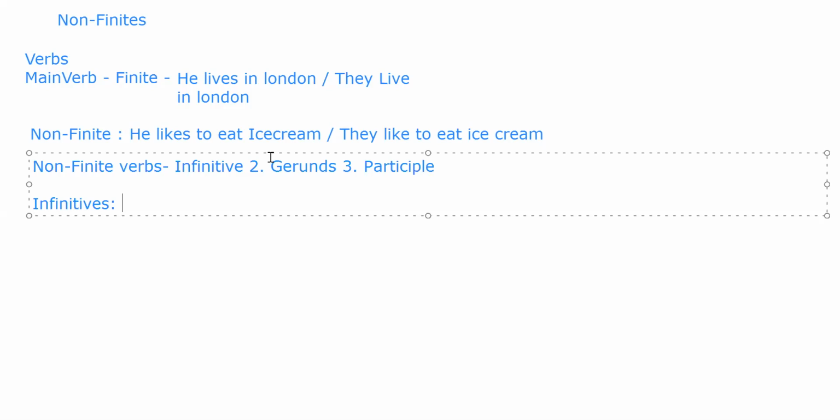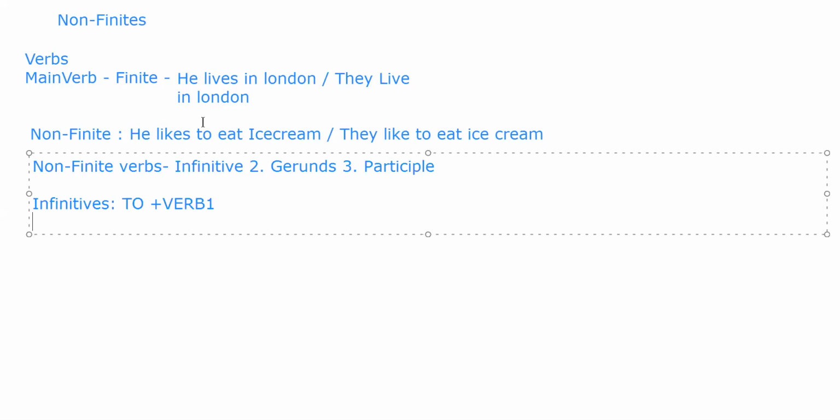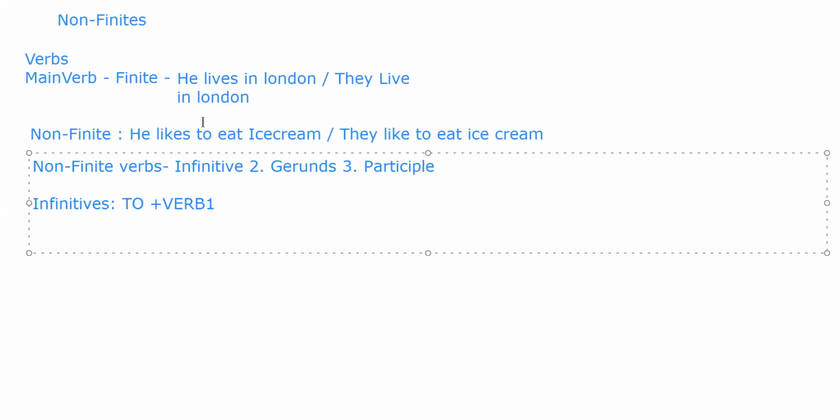Now infinitives are those verbs which come with two forms. So to plus verb. The first form is called the infinitive, as we have seen in the example above, he likes to eat ice cream. To eat is an infinitive here. Now why do we use them? Well, sometimes they are used as nouns. As nouns, they can be called a subject or they can be treated as an object also.